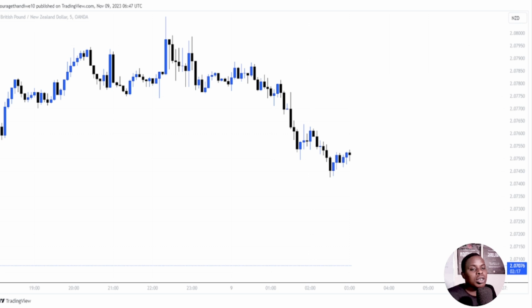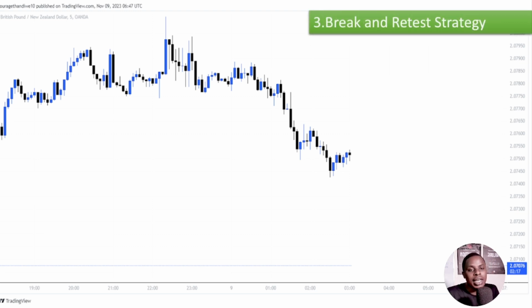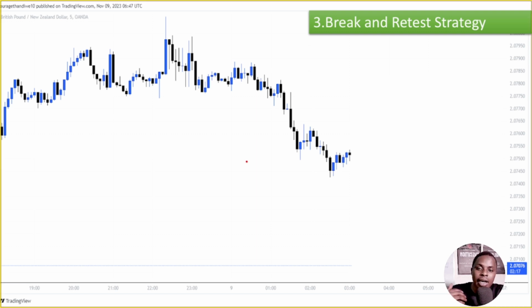Now let's talk about strategy number 3. Strategy number 3 is almost the same as the two previous strategies, and it is called the break and retest strategy. So what is a break and retest strategy? It is a strategy where you identify the 1, 2, 3 move, but then you mark a zone which the market most likely will react on, right?